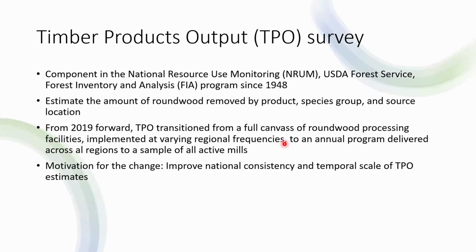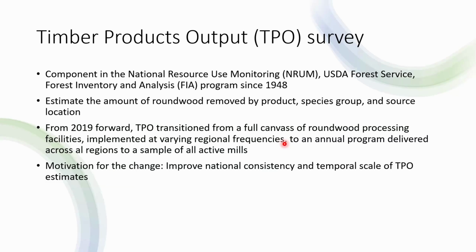First, a little background about the Timber Products Output Survey, or TPO. TPO is a component of the National Resource Use Monitoring Program of the Forest Service. Since 1948, the goal of TPO is to estimate the amount of roundwood removed by product, species group, and source location. We also estimate the amount of roundwood movement at a cross-regional scale.